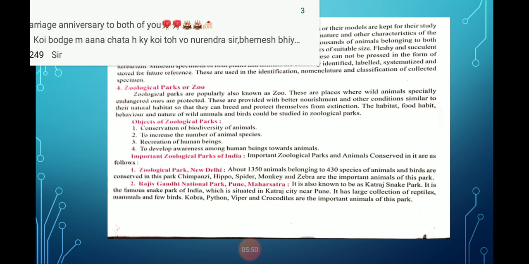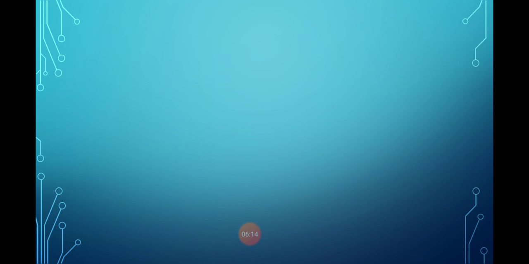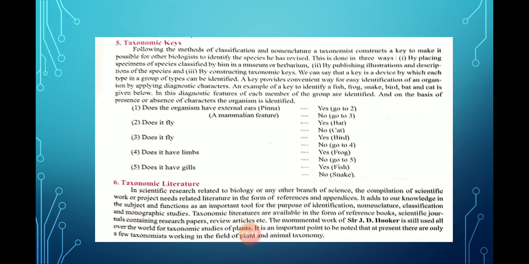Other than that, for knowledge, we have zoological parks or zoos, which help in gaining the knowledge of different animals at a very initial school level. We need to know about the habitat, the food nature, the behavior of the wild animals, the birds. All those things can be understood with the help of zoos. Next, moving to taxonomic keys.